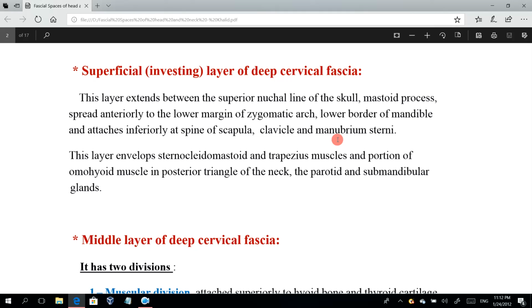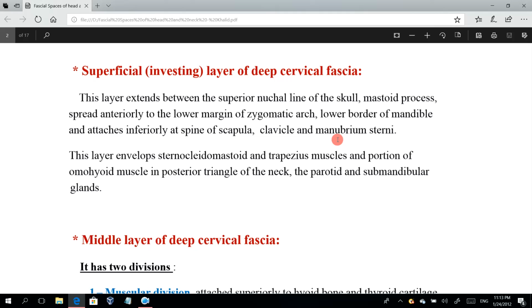And the mastoid bone also, it attached to the mastoid bone and it spread anteriorly، تتقدم أو تنتشر للأمام، to the lower margin of the zygomatic arch, and it descends to the lower border, also attached to the lower border of the mandible. All this is the superior boundary of the investing layer, and it descends and attaches inferiorly.